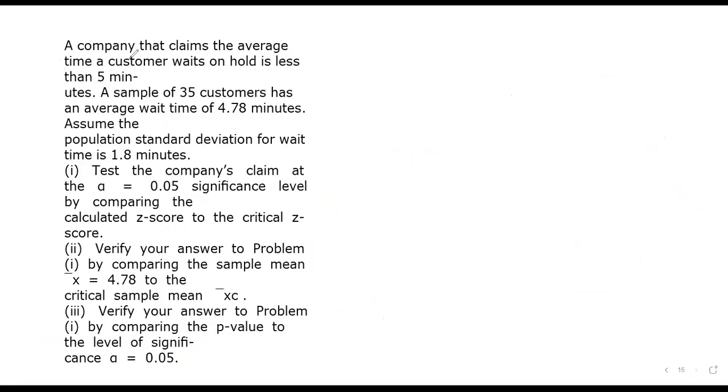Okay, now let's look at this question. A company claims that the average time a customer waits on hold is less than 5 minutes. A sample of 35 has an average of 4.78. Assume the population has a standard deviation of 1.8. So let's identify here. Help me identify the mu, the n, and the x bar. So looking at the telecommunication company, it says on average, a customer waits for 5 minutes. A sample of 35 customers and an average of 4.78. So which one is the mu and which one is our x bar?